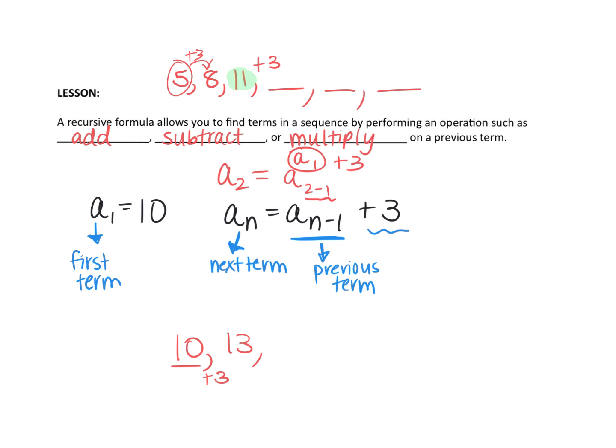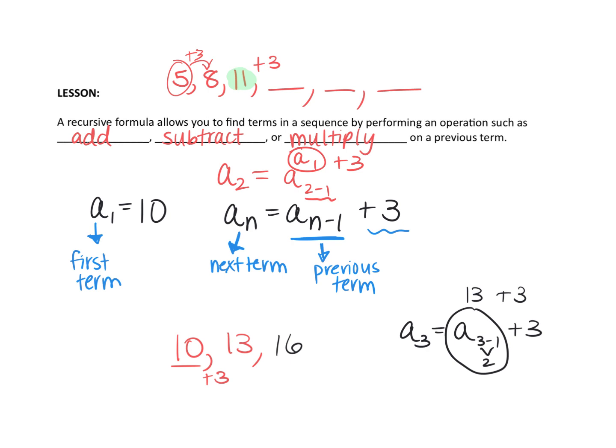Okay, now if I know the second term is 13, think about this. Now I want to find the third term. So I'm going to do the A with the 3 minus 1 here plus 3. Now if you work this out, 3 minus 1 is 2. So it says, hey, take whatever the second term equals, the value of the second term, which is 13, and add 3 to it, which gives me 16.